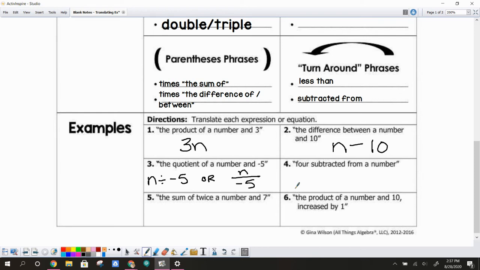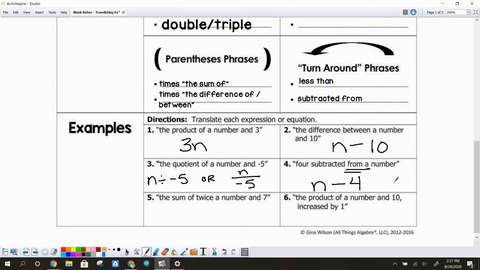Okay, so for number 4, it says 4 subtracted from a number. That subtracted from, the from word here, is the key phrase that tells us this is a turnaround phrase. So I need to take whatever's last and subtract that from whatever's first. So it says the number is last, so I'll do n minus, and the part that's first is 4.